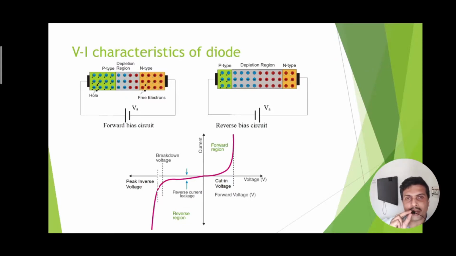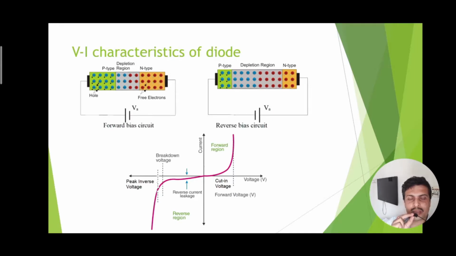For the VI characteristics of diode, as we can see, the forward bias circuit and reverse bias circuit are the only two types of connection possible. That means for the forward bias condition, we are connecting the positive terminal of the battery to the P side and the negative terminal of the battery to the N side, and that is why after a certain amount of voltage provided by the battery, the diode current starts rising.